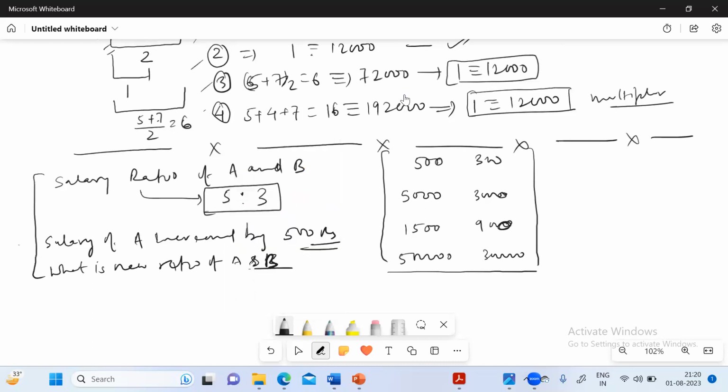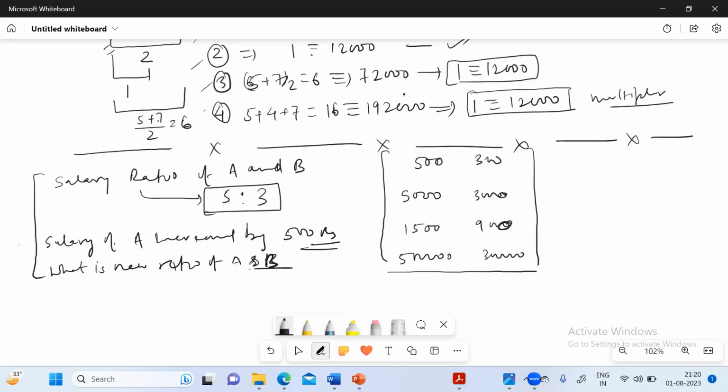Tell me, can we tell, Ruba? Can we tell if just this statement is given, that the salary of A is increased by 500, what is the new ratio of A and B? No, we couldn't predict that. We cannot tell because it will be different for different values of A. Since we don't know the exact value of A, we cannot pick a certain value of A here.